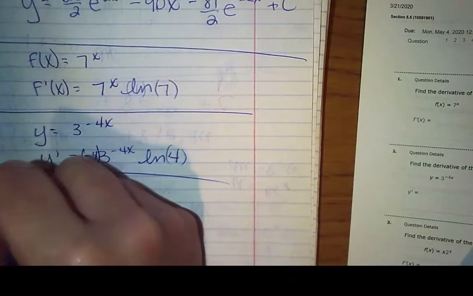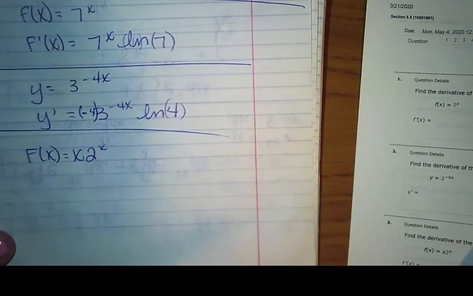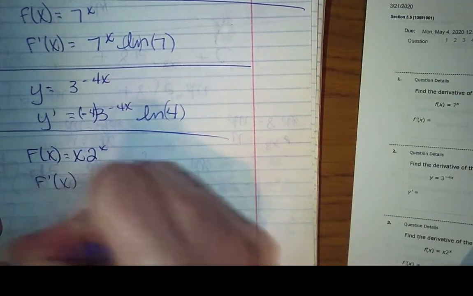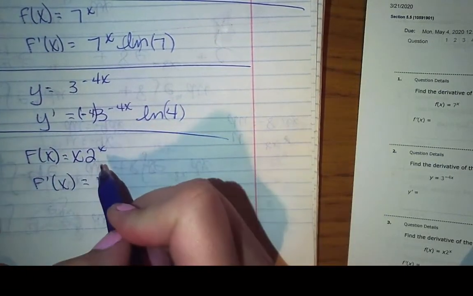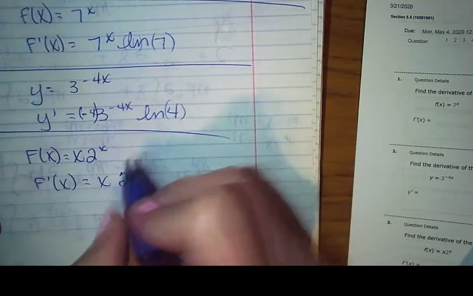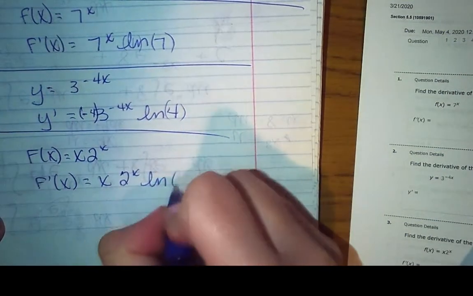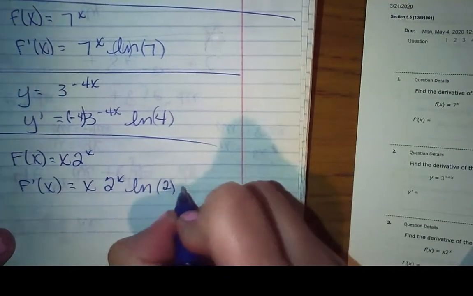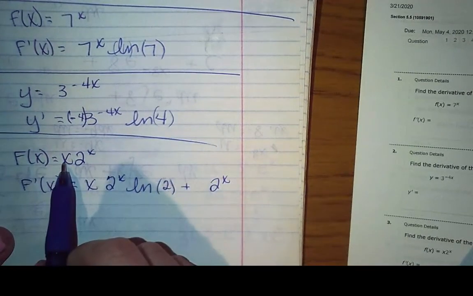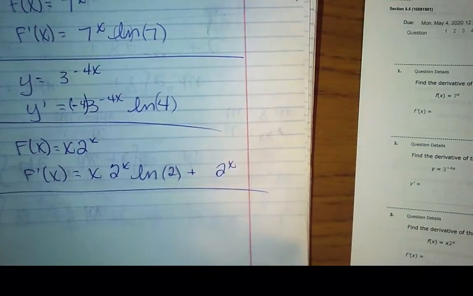All right, so I've got f of x equals x times 2 to the x power. So I've got variables times variables. So my derivative is going to be the first times the derivative of the second. So write what's sitting there times the derivative of your exponent, which is 1, times the natural log of the base, plus the second, which is 2 to the x, times the derivative of the first, which is 1. So we're done.